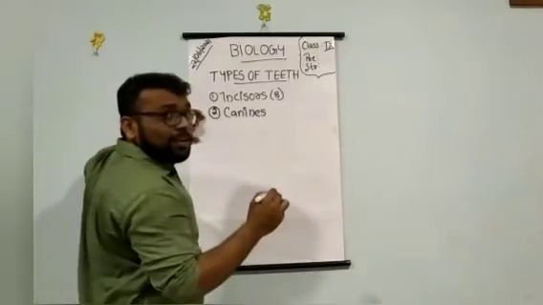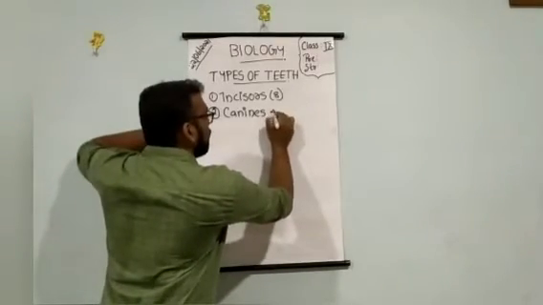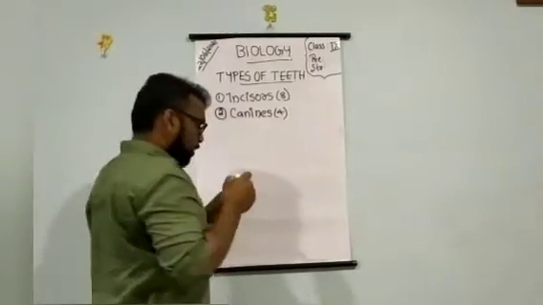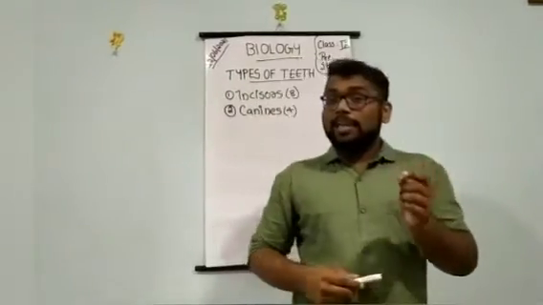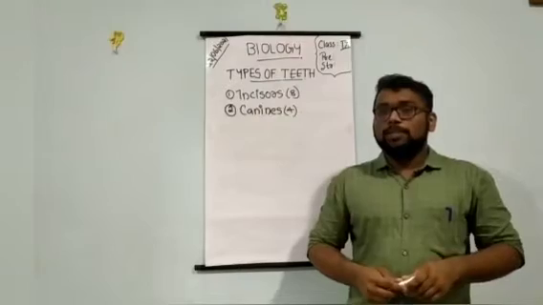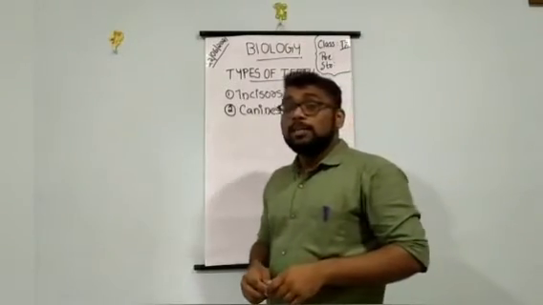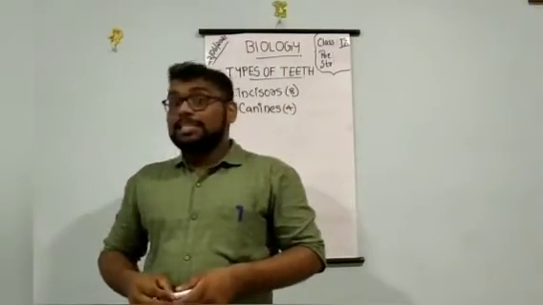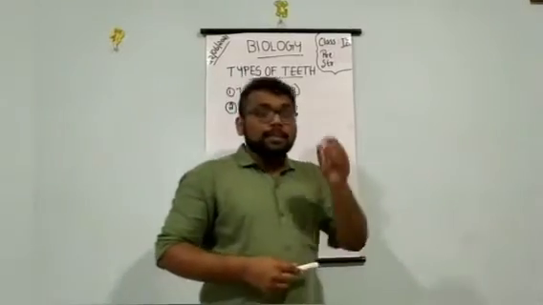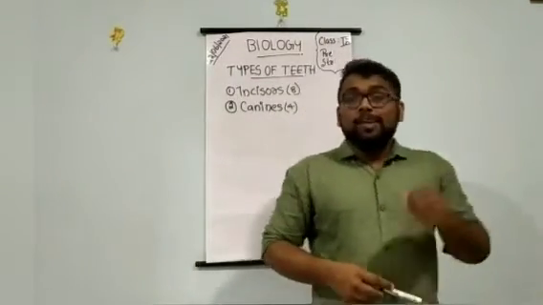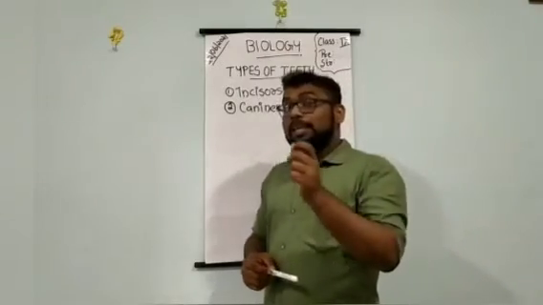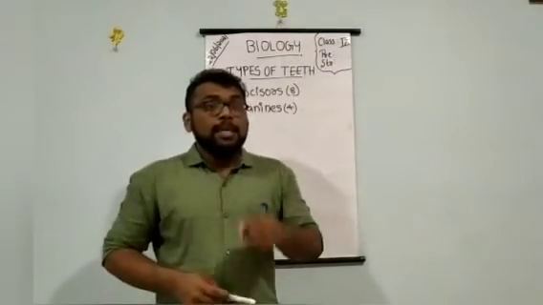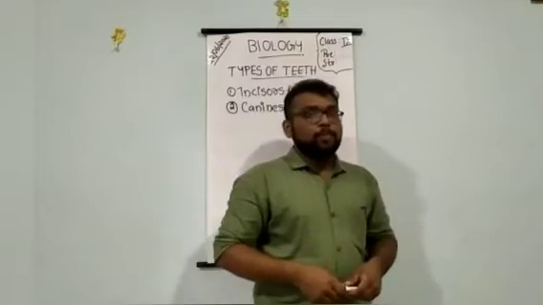So the canines are, yes, 4 in numbers. Okay. So the canines are slightly pointed teeth. And they are situated on each side of the incisors. Very good. Then the canines resemble the fangs of a dog. Thus they got the name canine. Canines help us to tear the food properly.